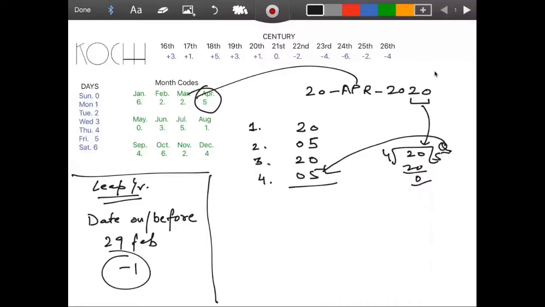So after that, we need to check if the date is in the 21st century or the 20th century. So 2020 is in the 21st century, so I don't need to add or subtract anything.